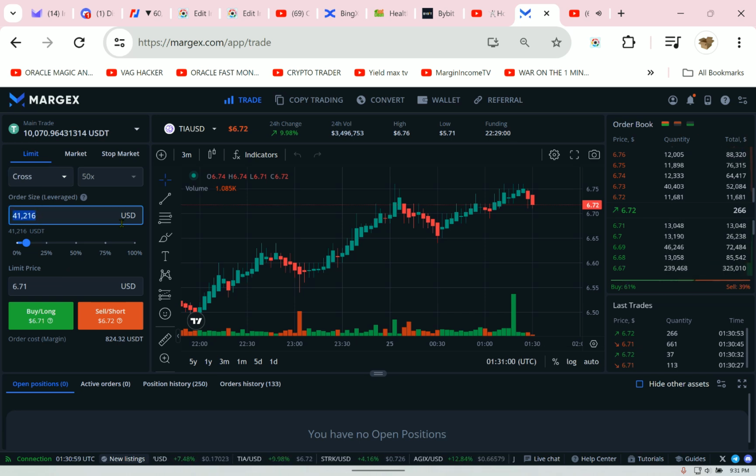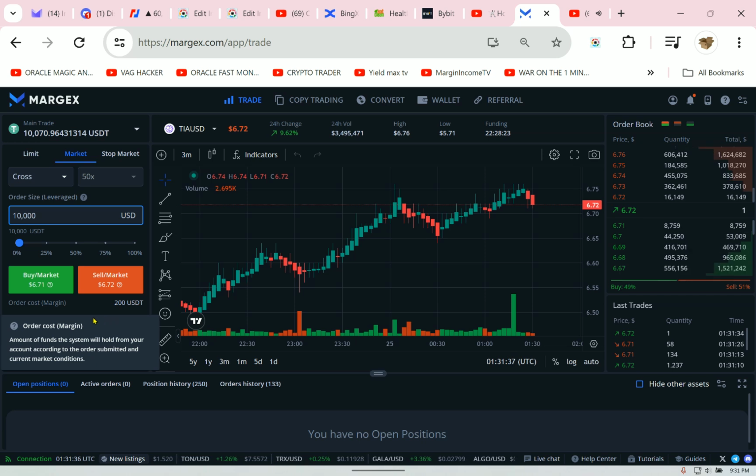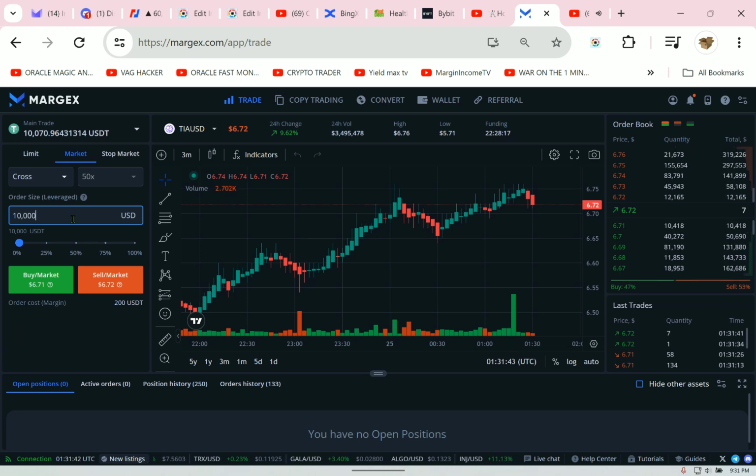So here, let's say we put $1,000. What is my actual wallet impact? Before we do that, let's go to market. So wallet impact is down here. Okay, that is really only a $20 trade, because they're factoring 50x leverage in. That's a $200 trade. Do you see down there? Amount of funds the system will hold from your account. That is a $2,000 trade.